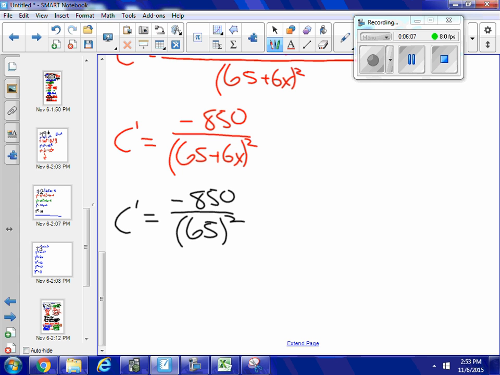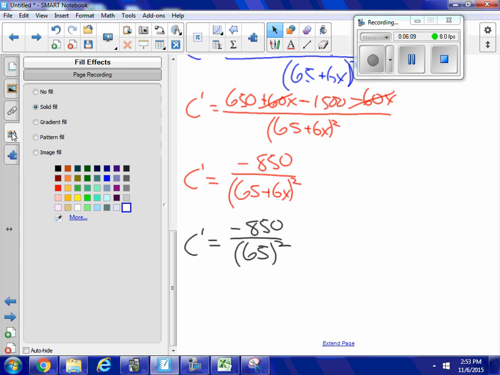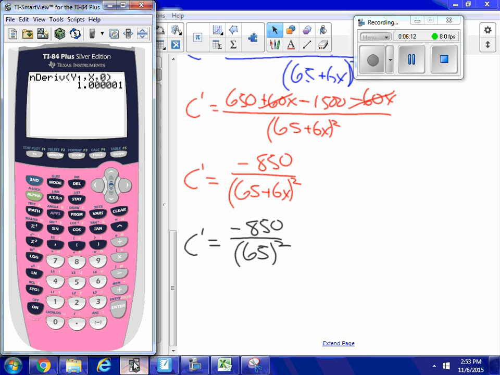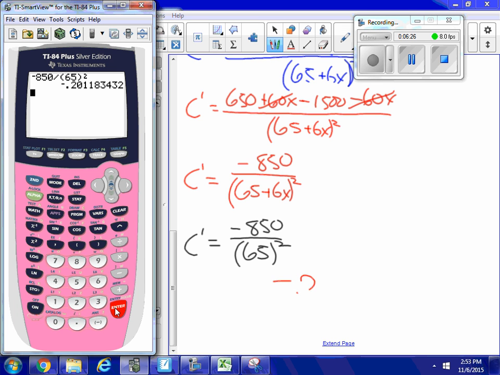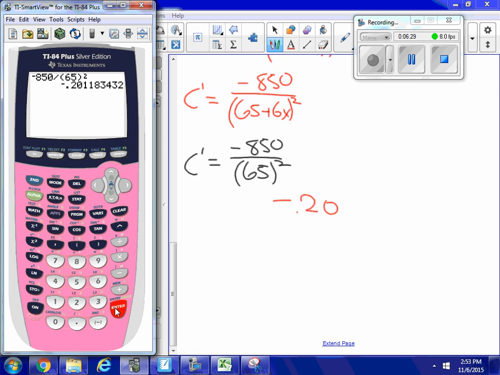I'm going to look at my calculator, and I'm going to go negative 850 divided by parentheses 65 close parentheses squared. Enter. Negative 0.20. In other words, the cost per member is declining by 20 cents per year right at this particular moment in time.